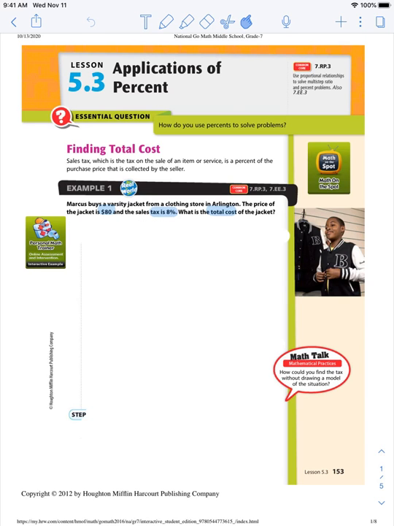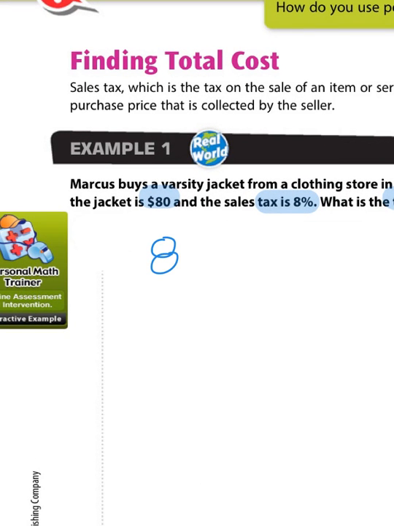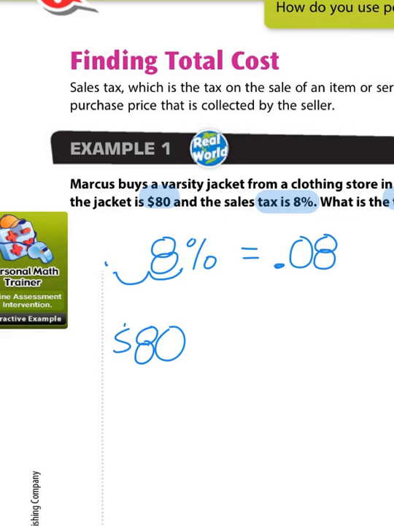To figure out what 8% of 80 is, we could convert 8% to a decimal. To convert it to a decimal, we need to divide by 100, or pretend there's a decimal point there and move it 2 places to the left. So 8% as a decimal is 0.08. I know the total is going to be 80, so I'm going to put a 1 to represent the original price we paid, plus the sales tax, which is 0.08 times 80.